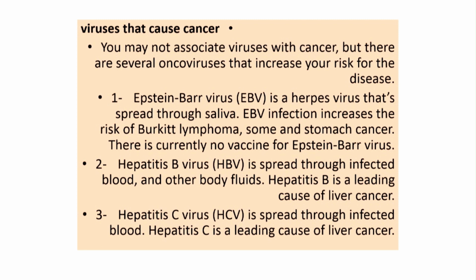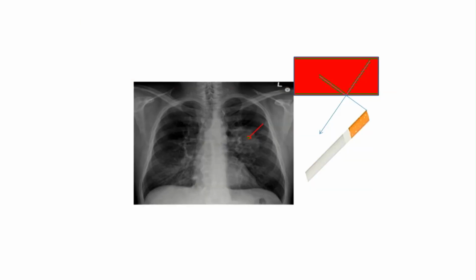Number 2, hepatitis B virus is spread through infected blood and other body fluids. Hepatitis B is a leading cause of liver cancer. Number 3, hepatitis C virus is spread through infected blood. Hepatitis C is a leading cause of liver cancer.